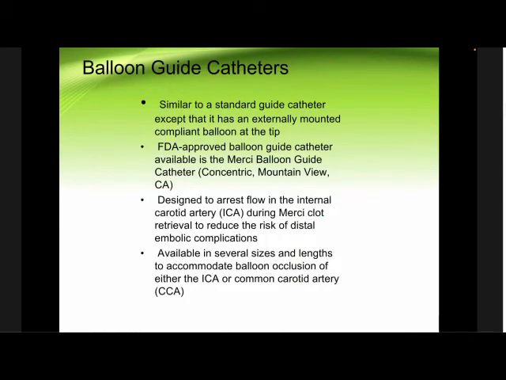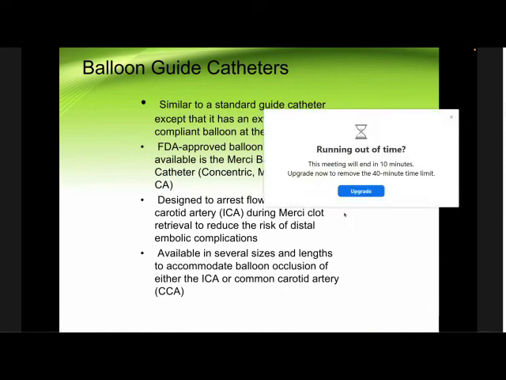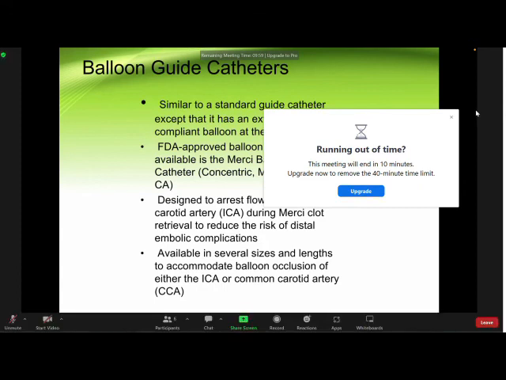The balloon guide catheters are also similar to guide catheters, except that they have an externally mounted compliant balloon at the tip. An example is the Merci balloon guide catheter, which is designed to arrest the flow in the internal carotid artery during Merci clot retrieval to reduce distal embolic complications. It is available in several sizes and lengths to accommodate balloon occlusion of the ICA or common carotid artery.